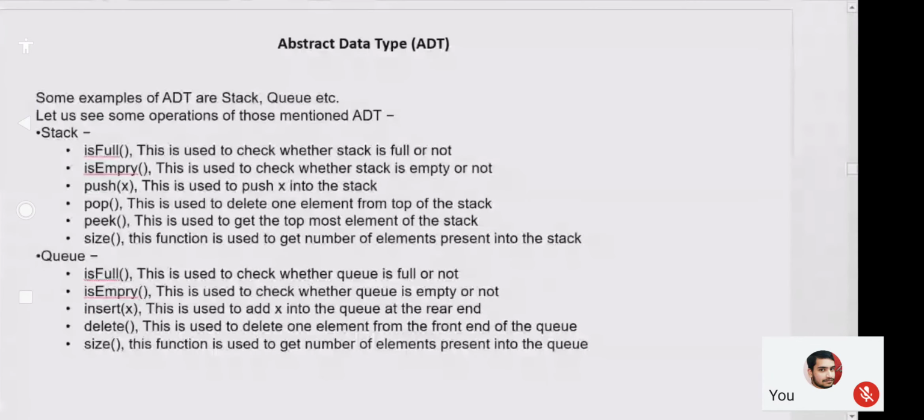Whenever we represent stack as a mathematical model or theoretical model, we can say the stack is an ADT. ADT is implementation independent. Functions are there. Users know the functions, but users don't know how the functions are implemented. That is all about ADT.